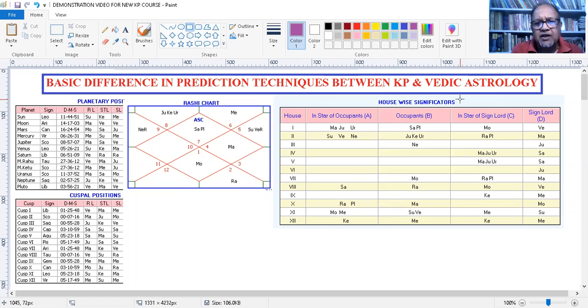So just a quick recap. Many of my viewers tell me that, sir, your videos are very long. So I'll try and make it as short as possible, just a recap on what I tried to explain to you in my last video. In my last video, the same graphic was there, the same screen was there, and this is a chart. This is a chart at random, and this is the table of significators.